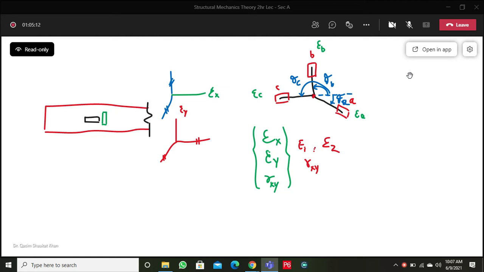ठीक है, that's correct. Theta B, with reference, we are taking 90 degrees, ठीक है जी, this is positive, so positive 90. Theta C will be positive 180 degrees. Theta A.